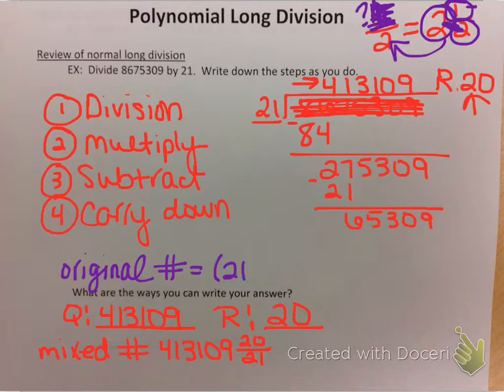So if I was trying to get my original number back, I would take the 21 that I divided by, multiply it by 413,109, which was the quotient, or the number of whole times that it went in, and then add my remainder of 20. And I would hope that I would get 8675309 back, which proved I did the math correctly. Most of the time we're only going to use this to check our answers, because remember, we're going to be dealing with equations, and we want to be able to generate our original equation from things.